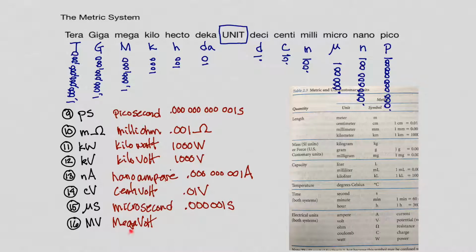And then let's come to this one, megawatt, megavolt. So mega, we know is the capital M, so that's a million. And then a V for volt. So let's write that, that's going to be a million. And then a capital V for volt.